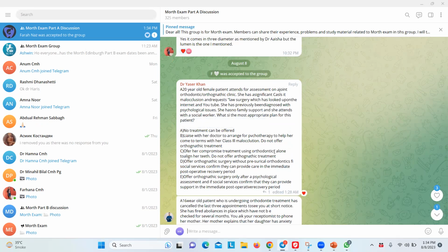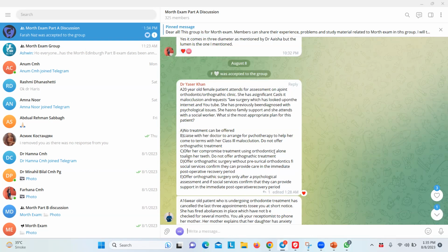Female patient attends for assessment on a joint orthodontic osteotomy. She has a significant class 3 and requests jaw surgery, which she has looked up on the internet and YouTube. She has previously been diagnosed with a psychological issue. She has no family support and she attends with a social worker. What is the appropriate plan for this patient? No treatment can be offered.